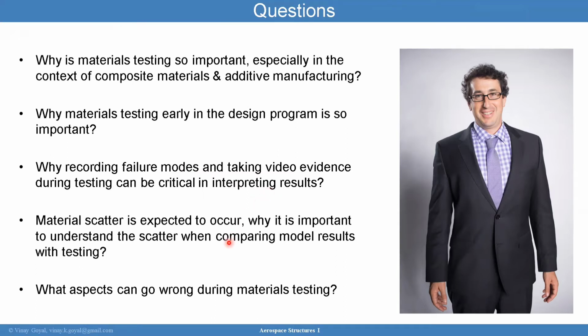Fourthly, we talked about material scatter. There's this tempting idea of taking a model and correlating within 2% of one sample, but the idea here is to really get an understanding of the material scatter and how your model compares to the material scatter instead, and maybe even learn why the material scatter occurred. And Dr. Rom showed the additive manufacturing results to prove that point.